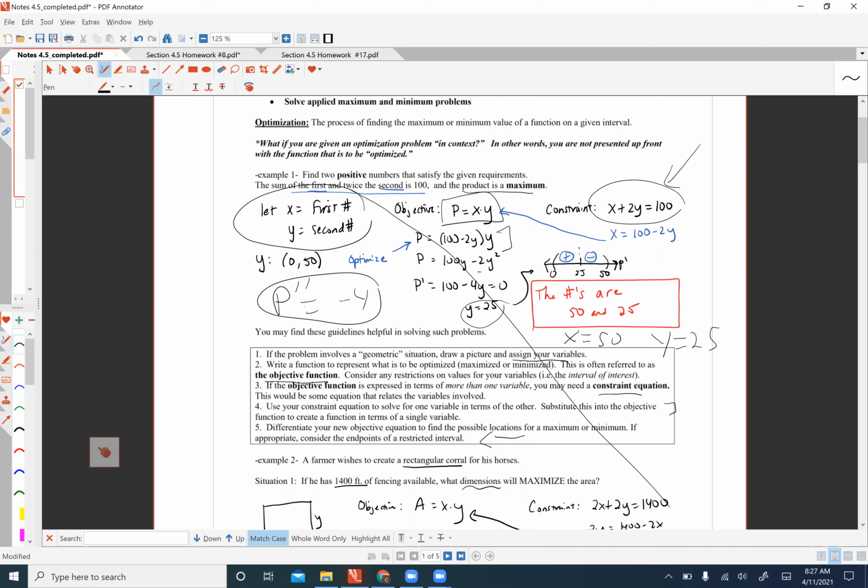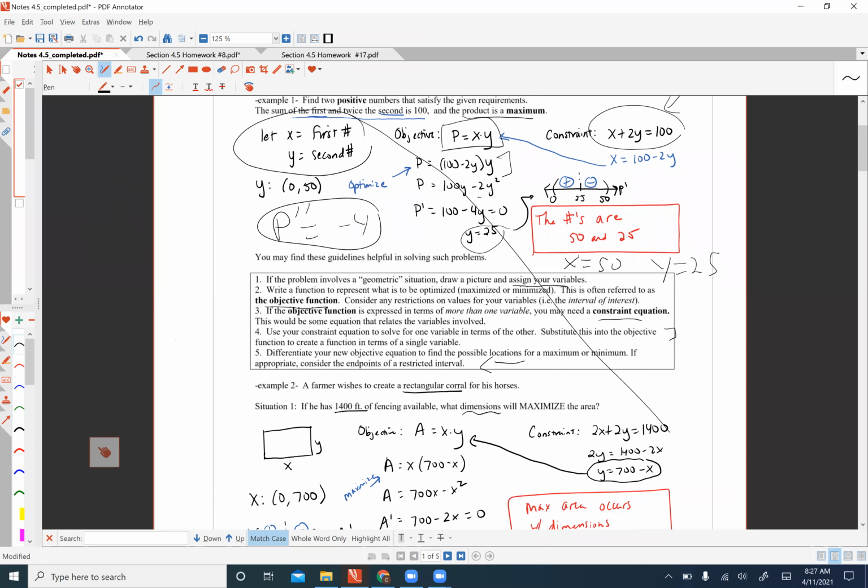Also, let's verify. Here's the product function, 100y minus 2y squared. We take the derivative and get y equals 25 as a critical point. Then just use the second derivative test. The second derivative of the product is -4. So by the second derivative test, the critical point y of 25 is a maximum, right? If the second derivative is negative at a critical point, that critical point is a maximum because the function is concave down.